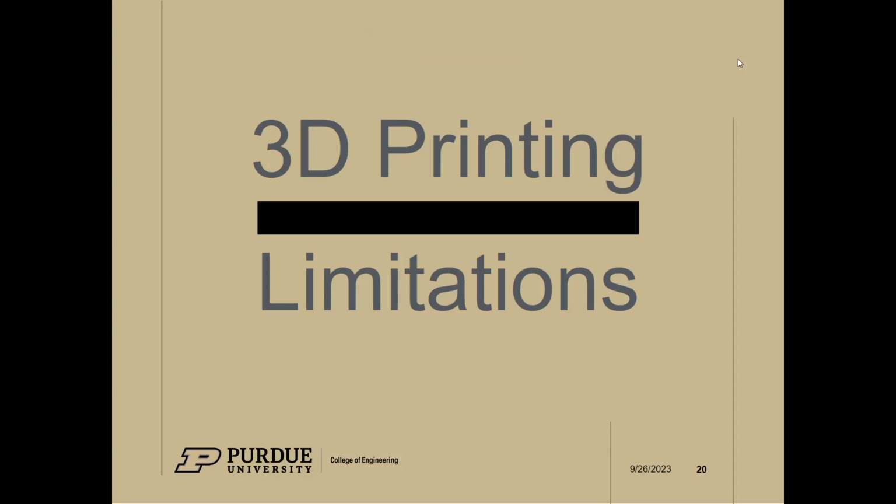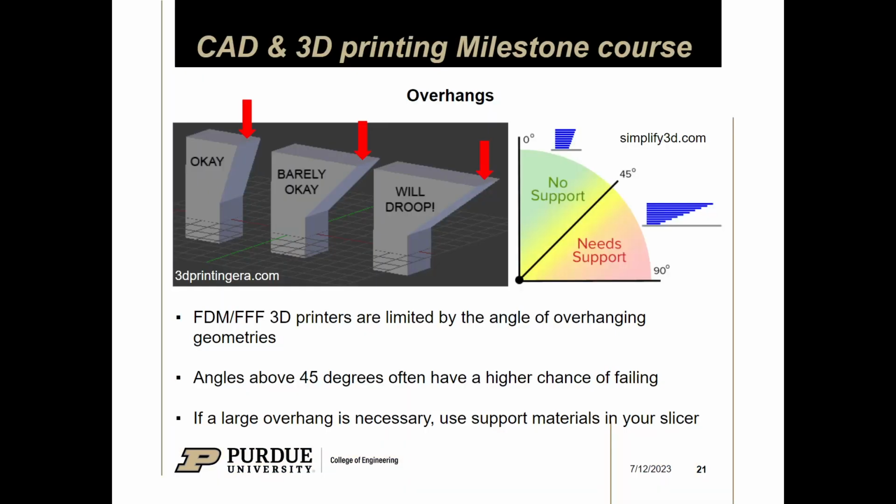Okay, so this is a great segue into 3D printing limitations. Every manufacturing process will have its limitations. I'm just going to be talking about 3D printing today because that's what's most relevant for this class and most likely most relevant for you, at least during your time at Purdue. You might all 3D print something at some point. And these are some things to consider.